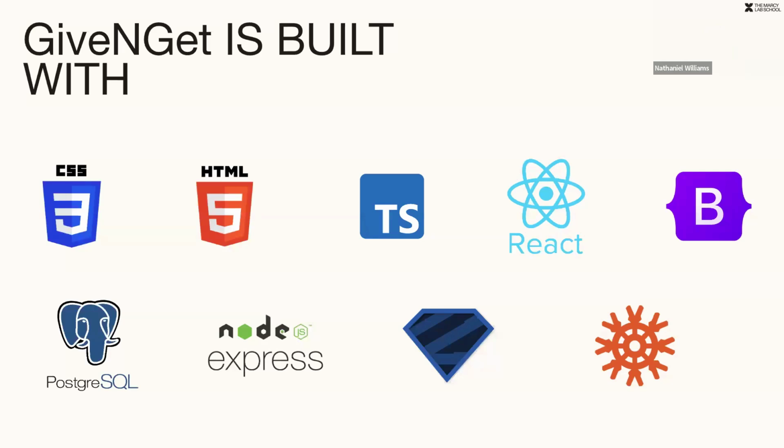Thanks, Izzy. To build GiveNGet, we use the PERN stack with Bootstrap for styling the front end, Zod for input validation, Knex to interact with the database on the back end, and TypeScript on both ends to help prevent type-related errors.